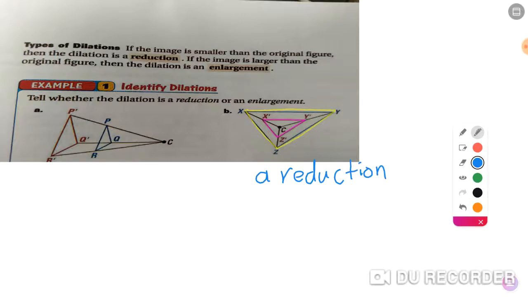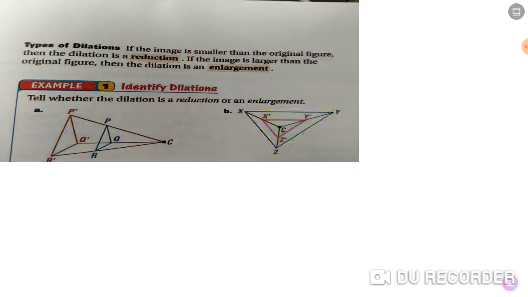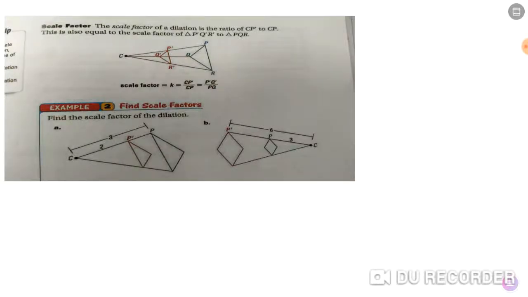Okay? Okay. Let's go to the next slide. Here we have another new term, which is the scale factor. The scale factor is actually something like drawing a scale if you have a map. The scale factor is the ratio of CP prime to CB. This is also equal to the scale factor of triangle B prime, Q prime, R prime to triangle BQR.